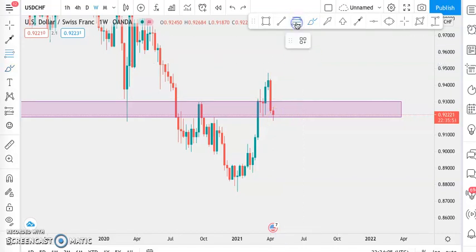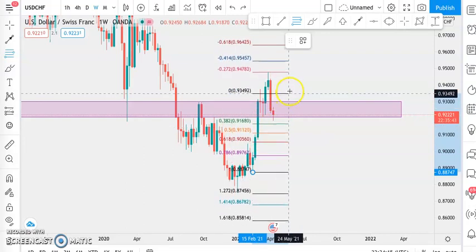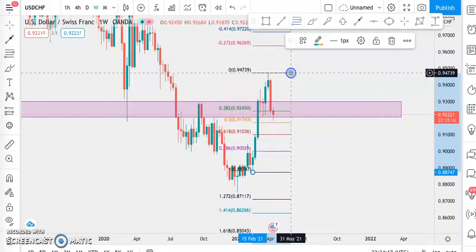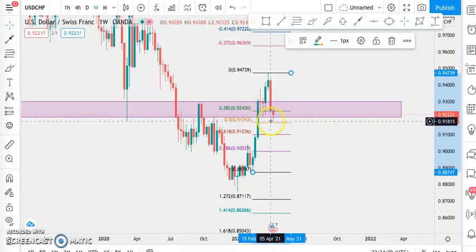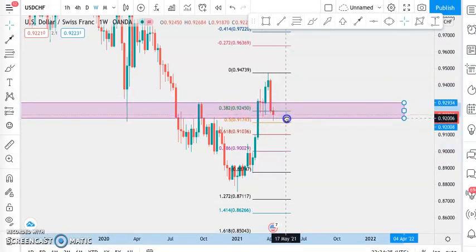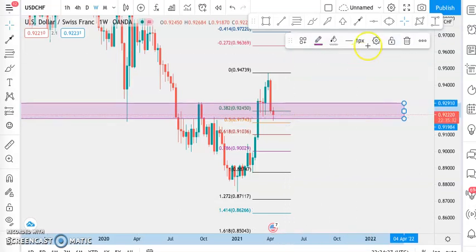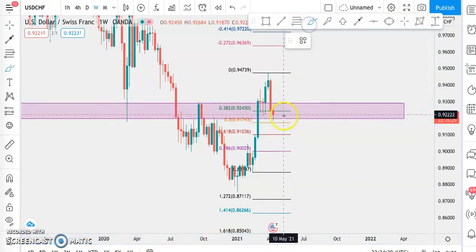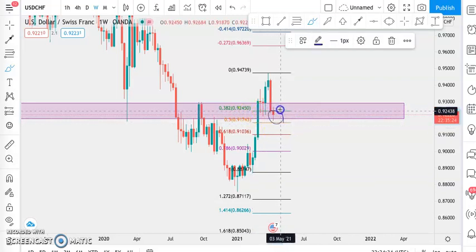And if we decide to measure the correction here, we will take our Fibonacci from the low of the impulse to the high of the impulse, and we can see that the 382 fib level and the 50 fib are lining up around this area, which we said could act as a support.